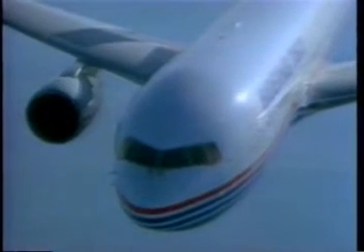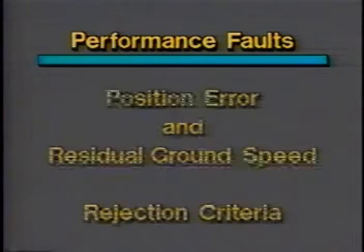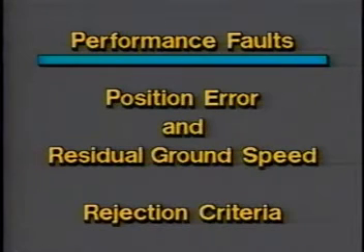Some IRS faults may not produce any of the fault displays previously described and only cause excessive end-of-flight position and/or ground speed errors. These types of faults are referred to as performance faults. Apply both position error and residual ground speed rejection criteria to determine whether or not performance faults are significant enough to require hardware replacements. This should be done at the end of a flight segment.